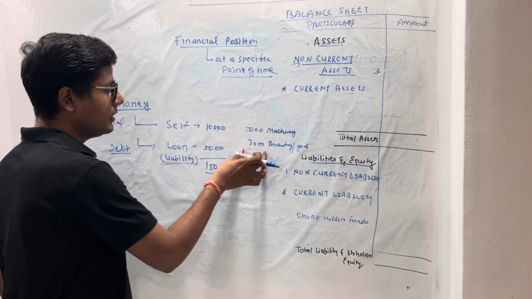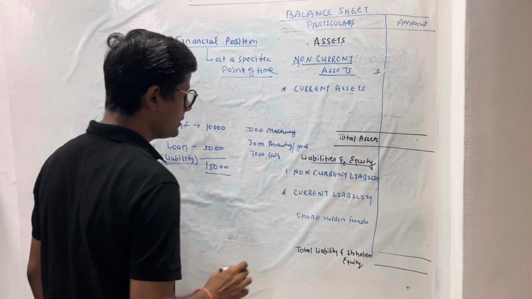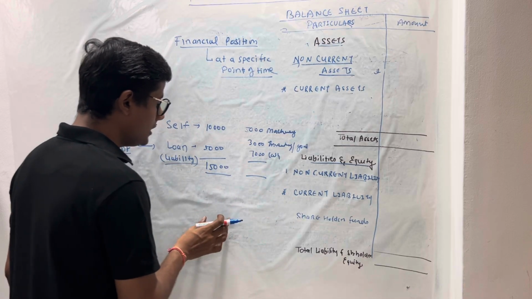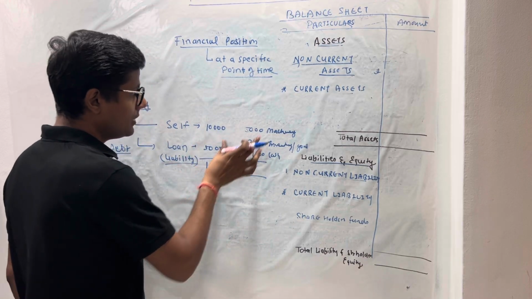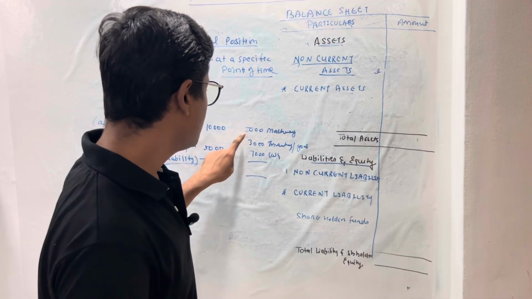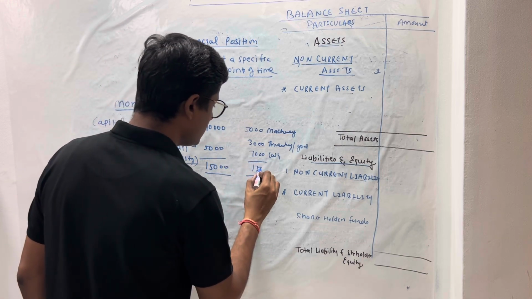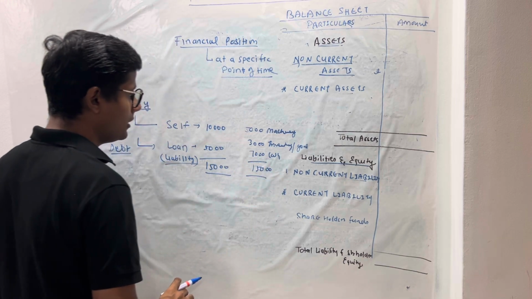5,000 bought machinery, 3,000, so the remaining 7,000 is still with me as cash, right? So you see, 15,000 was the investment, and this is the breakup of how it was utilized. So 5,000 machinery, 3,000 inventory or goods, 7,000 cash. So this is a total of 15,000.